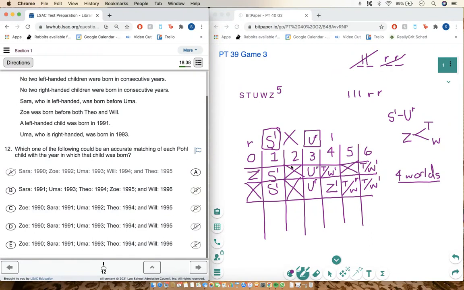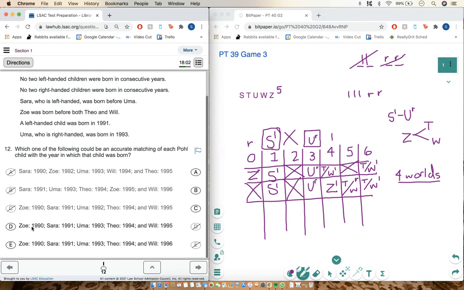T is at 1994. That means we're looking at the first combination, right? Because in this combination, Z is at 1994. So T is at 1994. That's fine. Zoe is at 1995. If T is at 1994, Z is not here, right? Z has to be in the column with 0. So we can cross out B. C says Zoe is at 1990, so that's the first row. Then Sarah is at 1991, that's fine. Uma is at 1992, that can't happen, right? So we're going to cross out C.